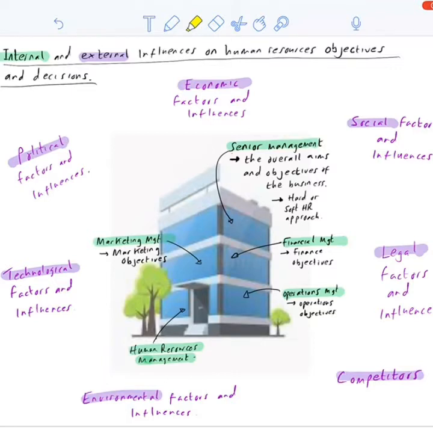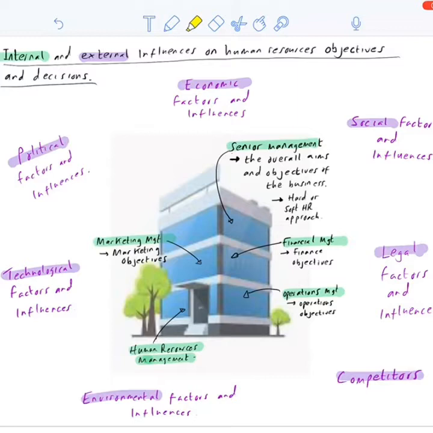So here I've just used the PESTEL framework, where you've got political, economic, social, technological, environmental and legal factors and influences that would affect and have an impact on the decisions and objectives set and made by human resources. Okay, so I'll give you an example there. The economy may have a huge effect.